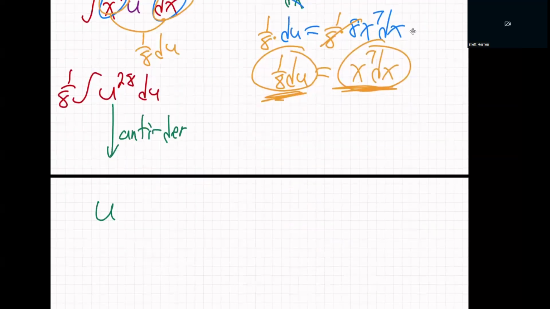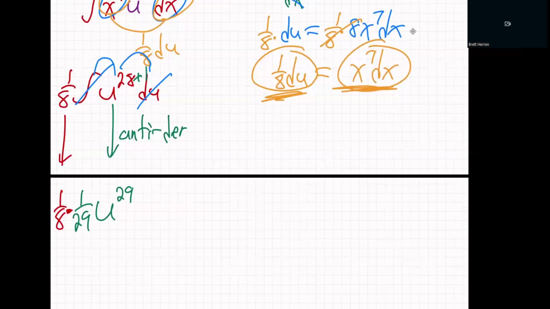You just add 1 to the power, it becomes 29, and you put 1 over 29 in the front. Now the 1/8 is still there. It hasn't gone anywhere. But the integral and the du are gone. We just did them. They basically operated on the u to the 28th, and they are the antiderivative. They're gone. We did the antiderivative, add 1 to the power, divide by that.